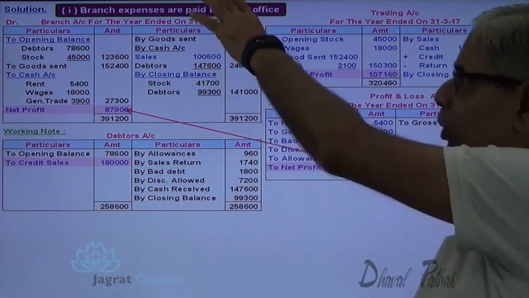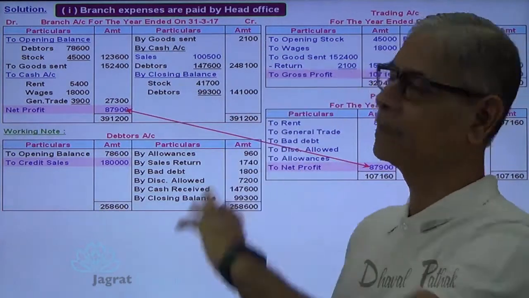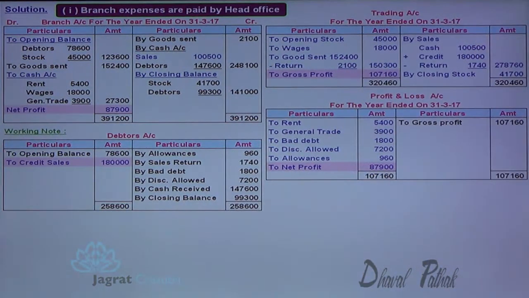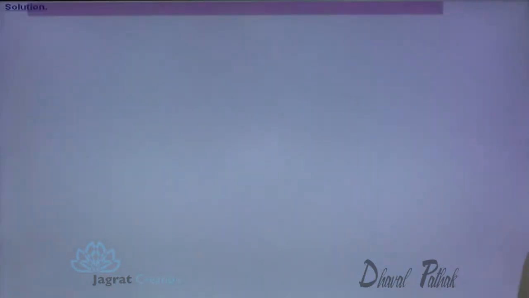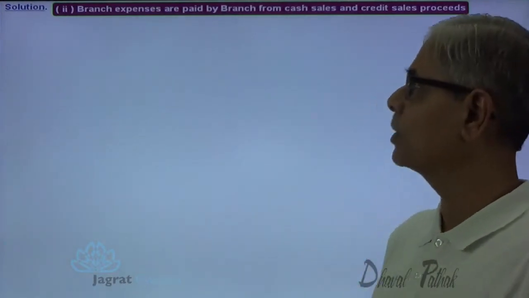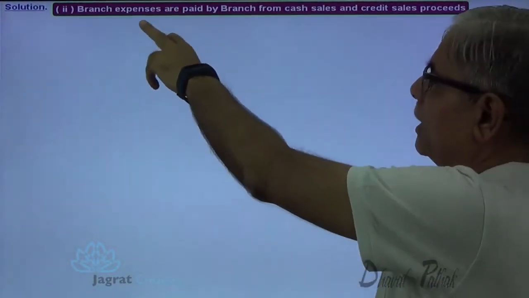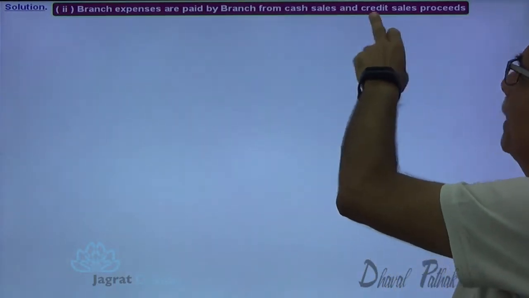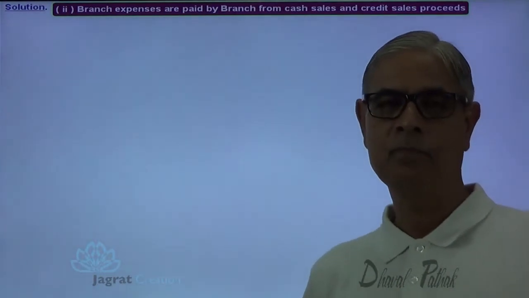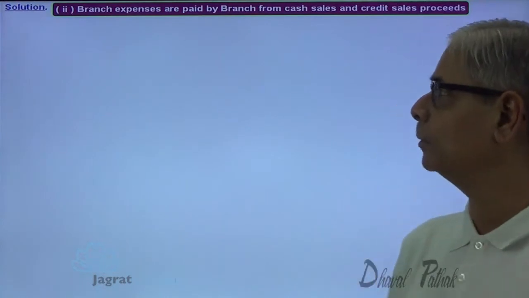Now I have completed this sum under one option when the branch expenses are paid by head office. Now I wish to solve the same sum by second option. Branch expenses are paid by branch from cash sales and credit sales proceeds. So same sum, how it gets solved under second option, just observe.